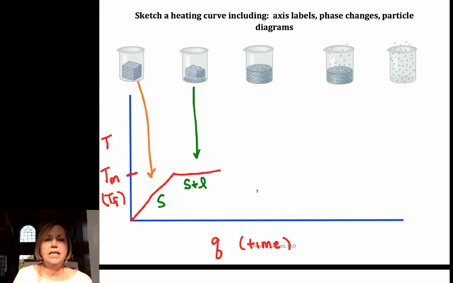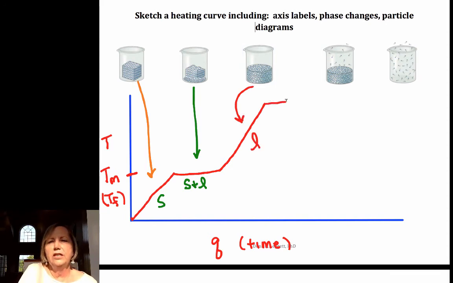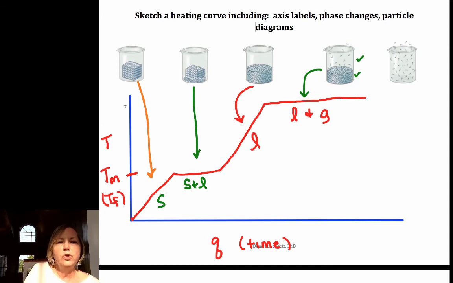Now, once it's all melted, we have liquid, and when it's all liquid, we start increasing kinetic energy. And if it increases kinetic energy, it increases temperature. So that would be this picture here. This is pure liquid. Then, and this takes more energy, we're going to vaporize. So when we vaporize, we have both liquid and gas present. And so that would be this picture. Notice we have both liquid particles and gaseous particles present. Notice too that my temperature is constant. So at the boiling point, temperature is not changing.